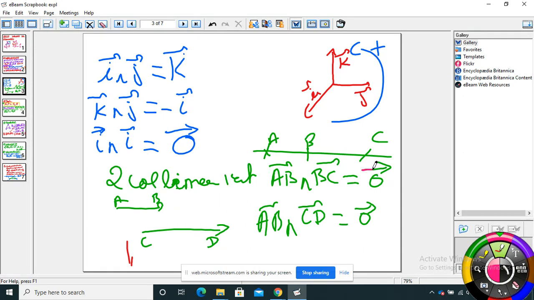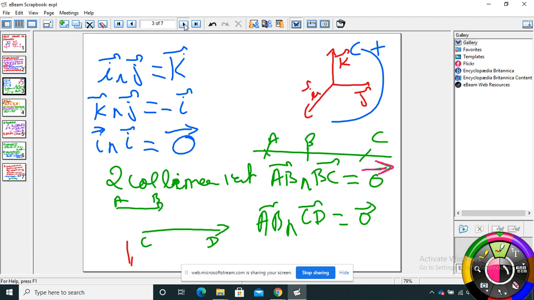Pay attention: vector 0 is not 0 without a vector sign. Okay, the dot product gives me an answer like a number, 3, 4, 5. No, the vector product gives me a vector. So all the time if I have collinear vectors, even if they are parallel, AB parallel to CD, it gives me a vector product 0. Okay, if they intersect and they are not collinear, I have a vector product.